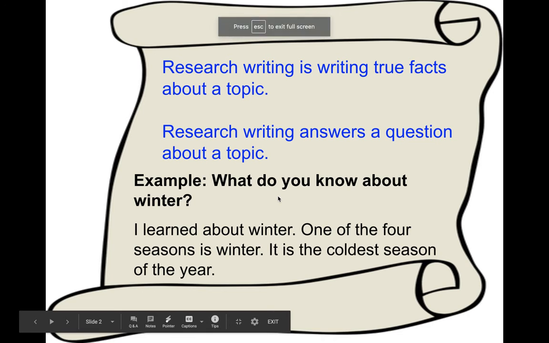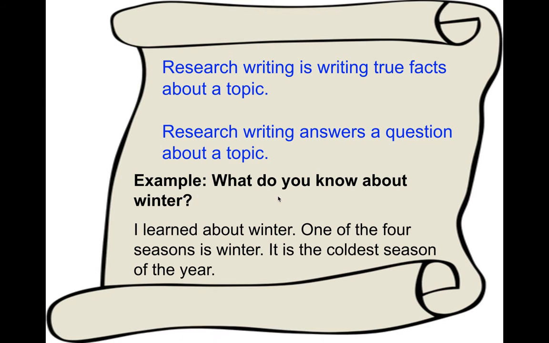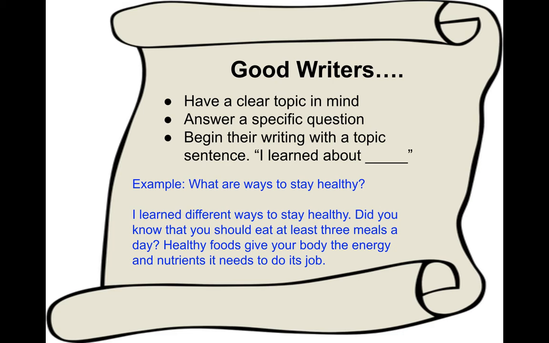So, research writing is writing that is true facts about a topic. Research writing answers a special question about a topic. Here's an example. What do you know about winter? I learned about winter. One of the four seasons is winter. It is the coldest season of the year. Good writers and good research writers have a clear topic in mind. They answer a specific question.